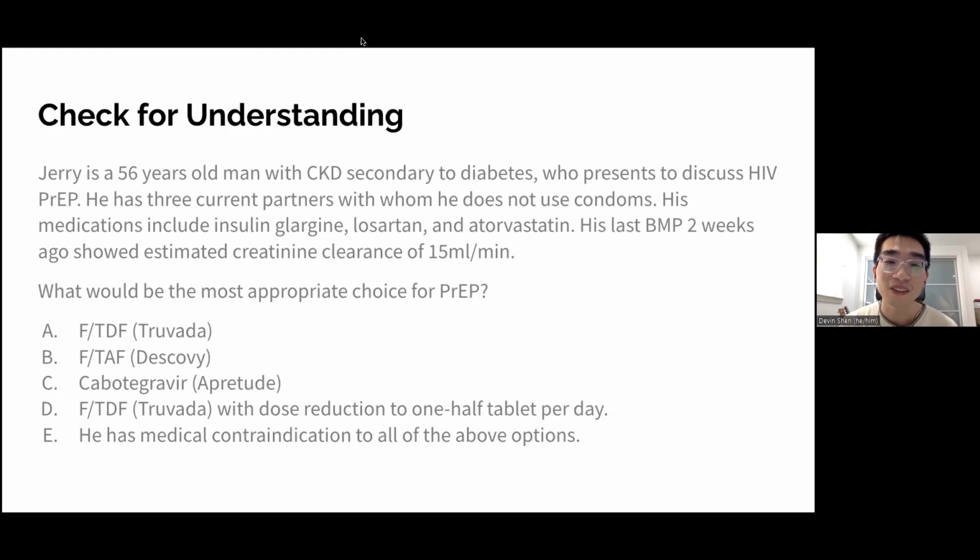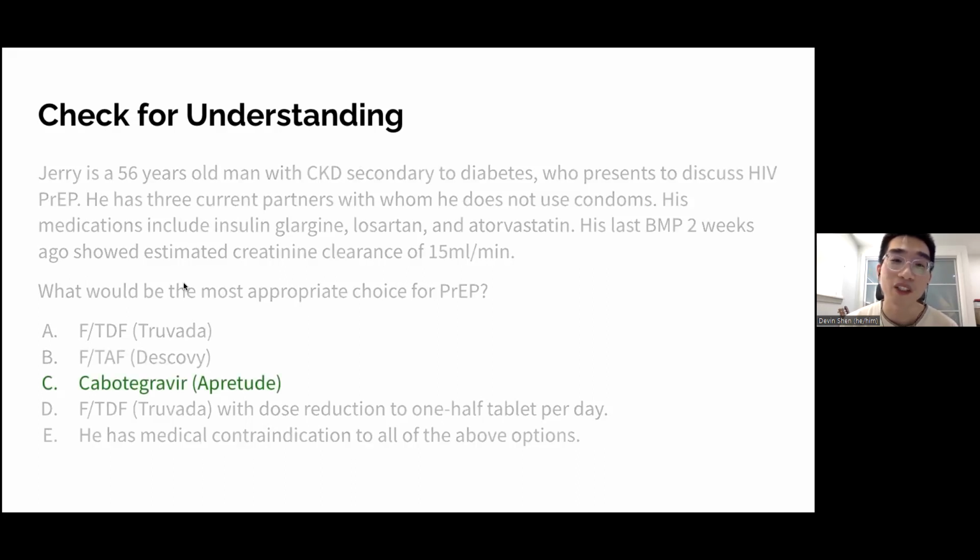All right, so the correct answer is cabotegravir, C. And the reason is because the patient's renal function is less than 30. They're actually contraindicated to use both Truvada and Descovy. There's unfortunately no split dosing of Truvada into half pills; it has to be taken as a whole pill each time it's taken.